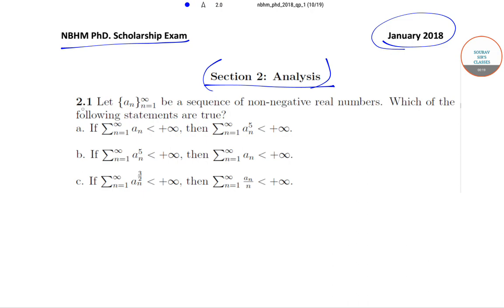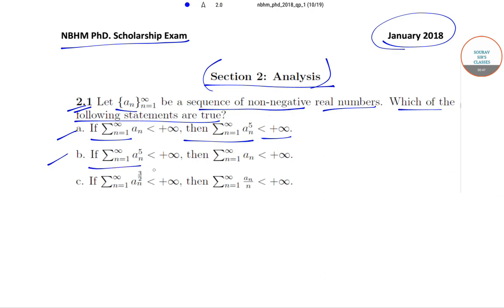The first question that we will be solving is: let the sequence a_n, where n goes from 1 to infinity, be a sequence of non-negative real numbers. Now which of the following statements are true? Option A, if the summation of a_n where n goes from 1 to infinity is less than plus infinity, in that case the summation of a_n to the power 5 where n goes from 1 to infinity is also less than plus infinity.